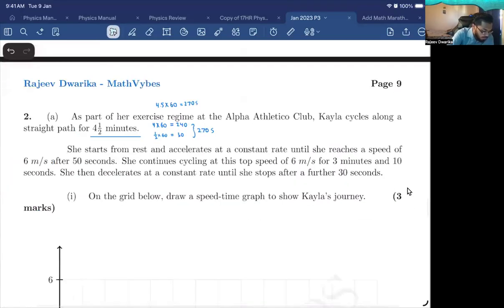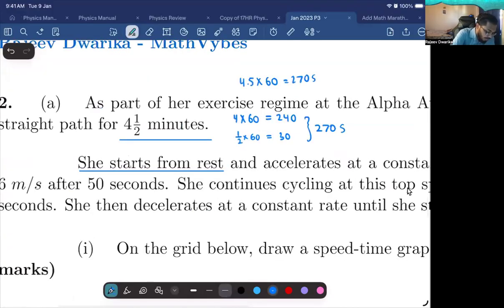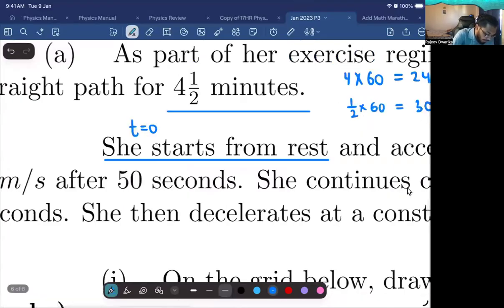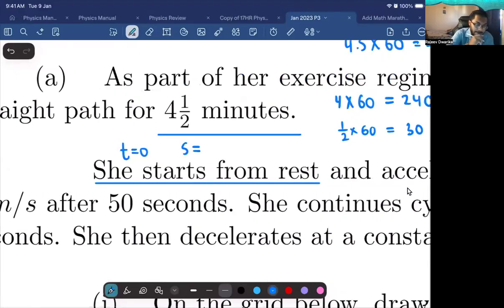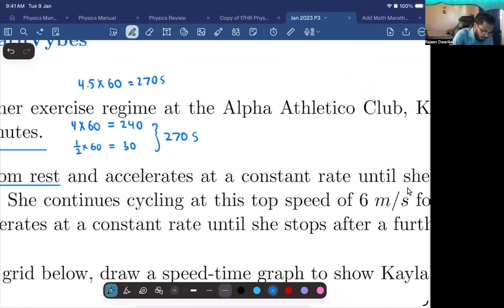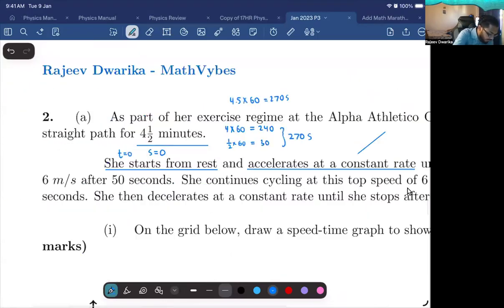All right. The next thing they're telling us is she starts from rest. Guys, if somebody starts from rest, the first thing you should note is that the time would be 0, right? And they're using speed here, and the speed would be what? 0, sir. Right, because it's starting from rest. Cool. And they accelerate at a constant rate. Now, for a speed time graph, if you accelerate at a constant rate, it would look a little something like that, until she reaches a speed of 6 meters per second.